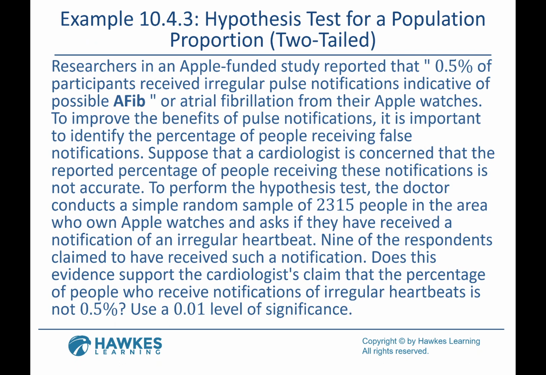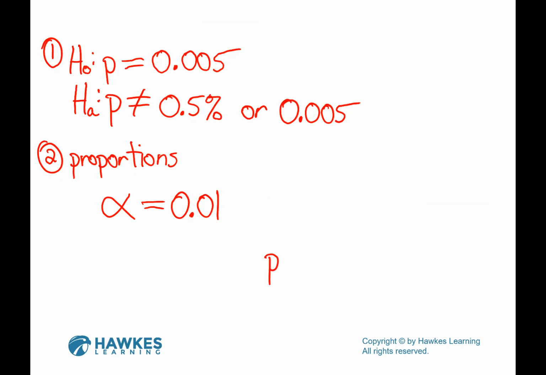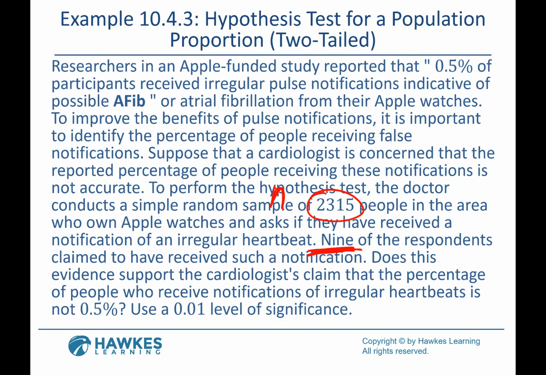So on this one, it says to perform the hypothesis test, the doctor conducts a simple random sample of 2,315 people. That is n. And to get our sample proportion, we need to know how many of them got these notifications. Those are the ones we're counting. All right, so here it says 9 of those got the notifications. Okay, so for p hat, I'm gonna put it down here. And for p hat, that's 9 out of 2315.